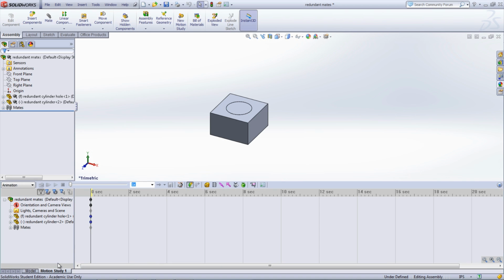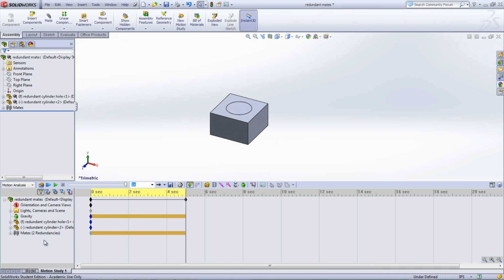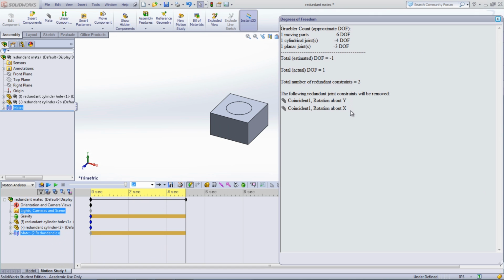To verify this, you can create a new motion study and add gravity into it. When you run the study, it will say that there are 2 redundancies next to the mates folder. By right-clicking that folder and selecting Degrees of Freedom, it will list that there are redundancies in the mates. In this case, it says that there are redundancies in the coincident mate about the x-axis and y-axis.